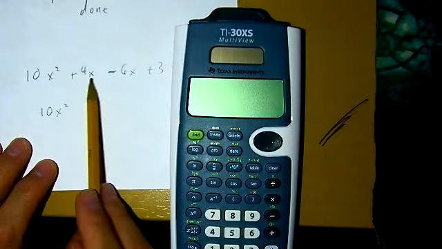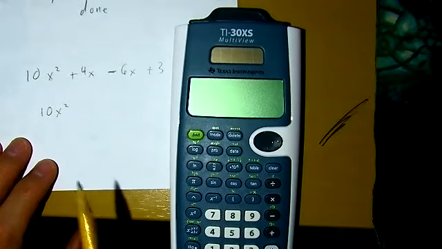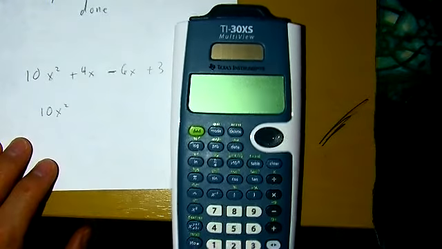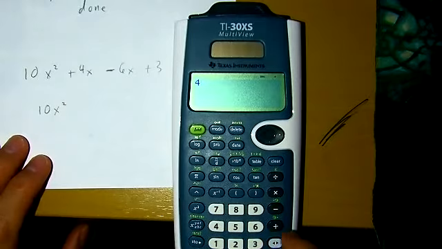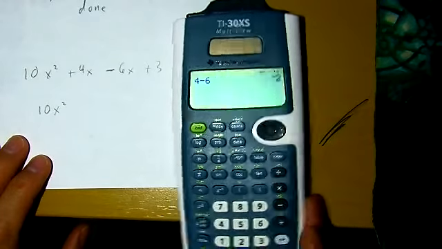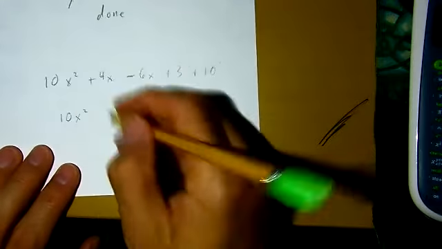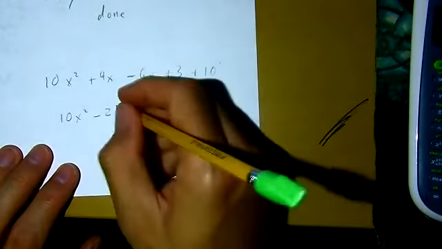So once you realize those are like terms with the x, you don't enter the x into the calculator, you just enter the numbers. So positive 4 minus 6 is going to give you negative 2, because they're different signs, you subtract them and keep the sign of the larger. But don't forget your x.